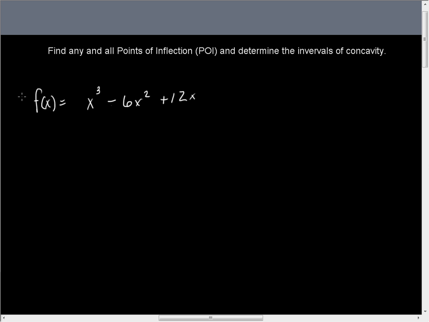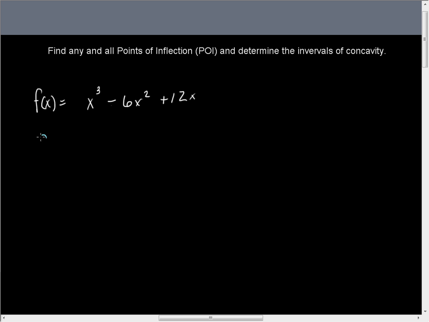Points of inflection would occur, if they are in fact points of inflection, wherever the second derivative is equal to 0. And concavity is determined, as we've learned before, and if you want to see the video on the test for concavity, by whether the second derivative is positive or negative. So the points of inflection become a point where the concavity changes sign, or the second derivative changes sign. So let's start with this one.